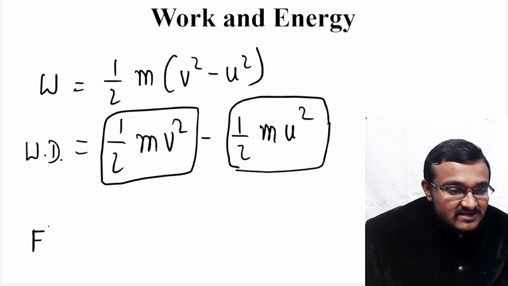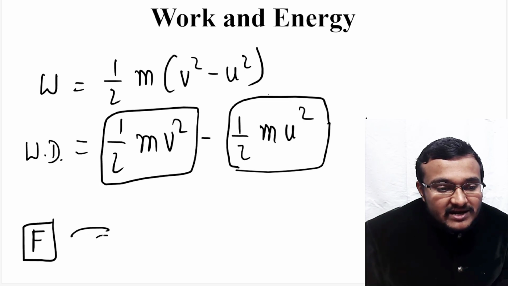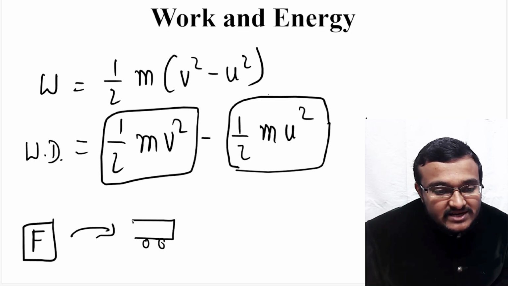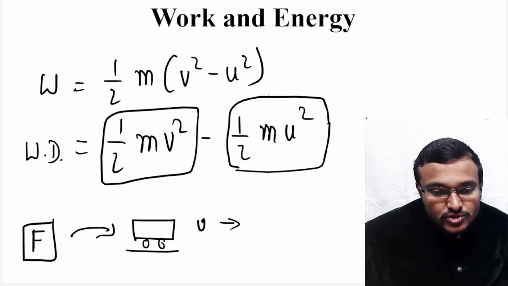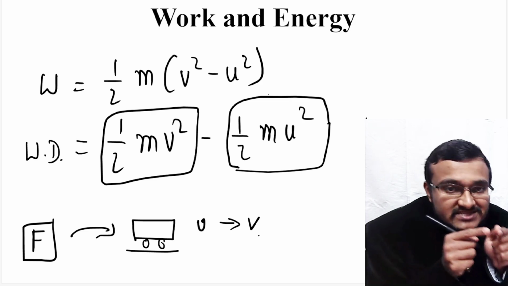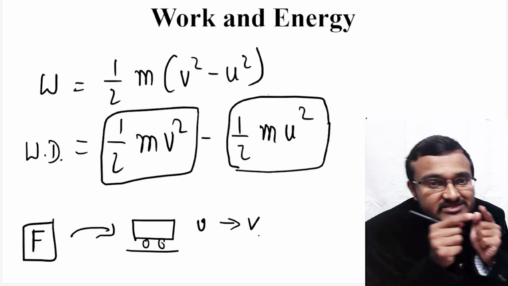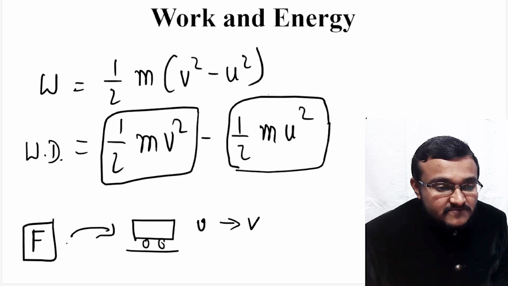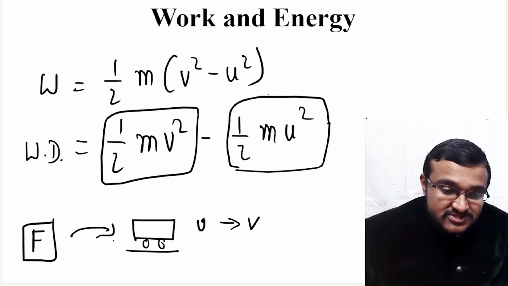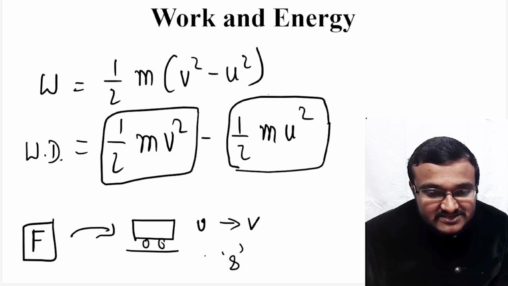So that means here certain amount of force is applied on this car and its speed changes from u to v. That means it has gained the speed. So that means here acceleration is coming into picture. So that will give rise to an extra displacement S.